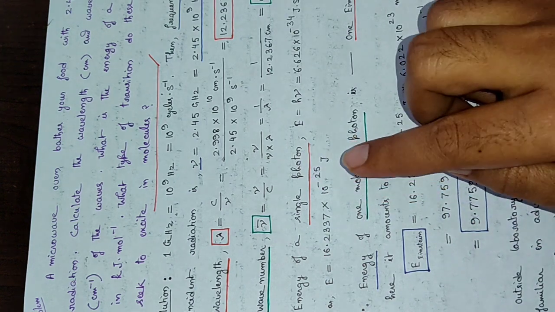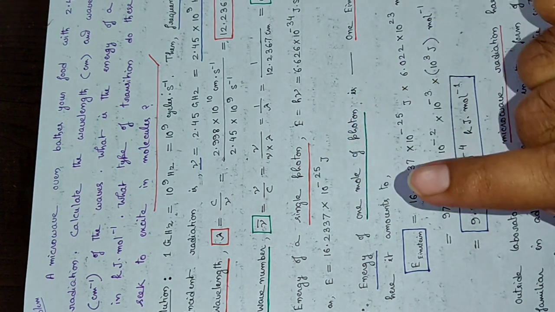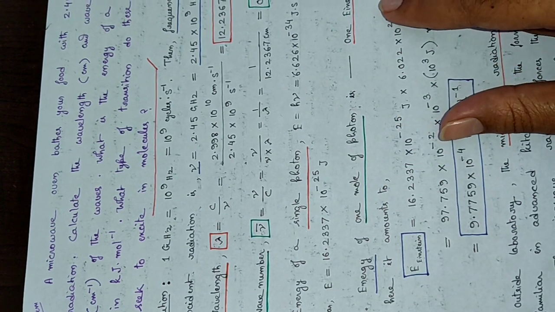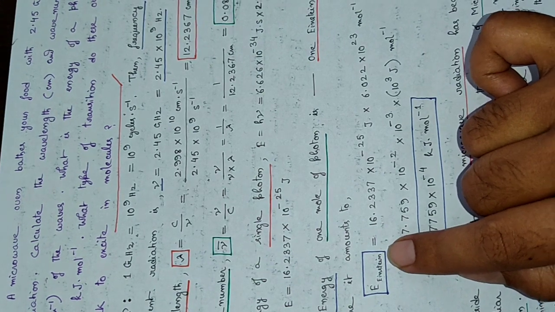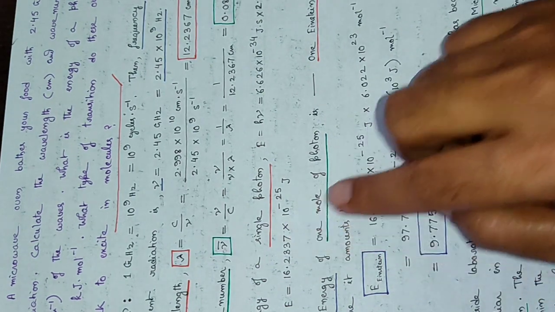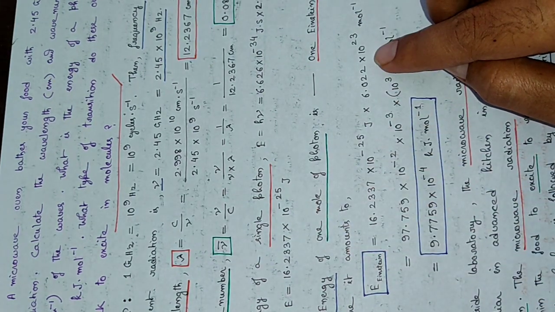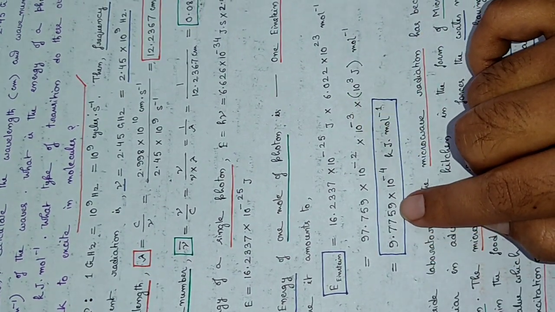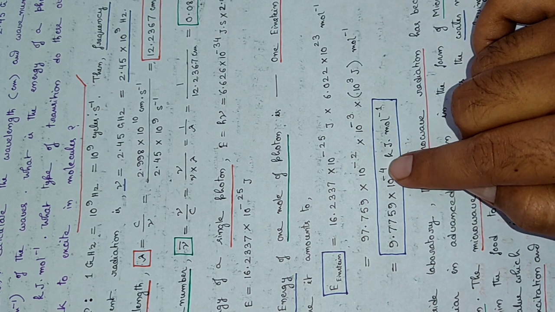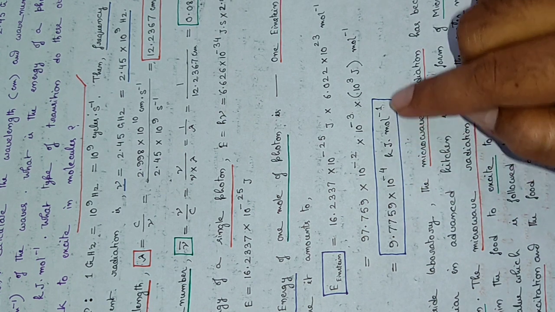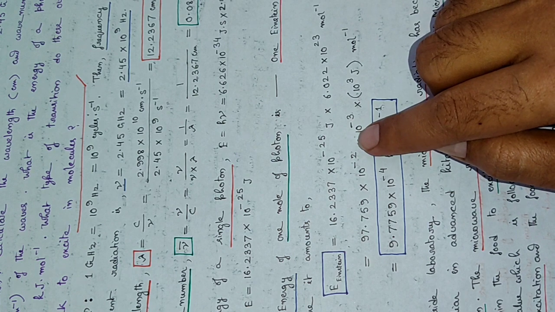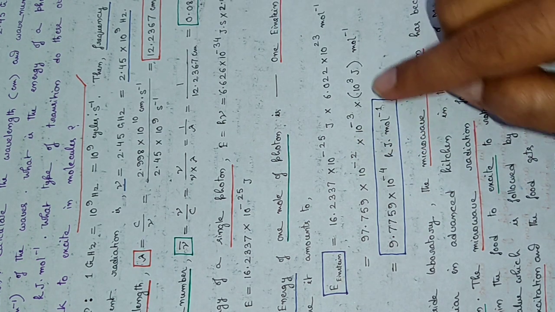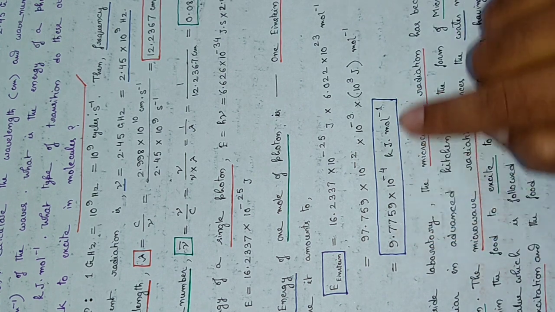Now we have to find the energy in kilojoule per mole. That is, we have to find the energy of 1 mole of photon. That is 1 Einstein. So E Einstein equals to, this is the energy of a single photon multiplied by Avogadro number. So this will give us 9.7759 into 10 to the power minus 4 kilojoule per mole. We have to take 10 to the power 3 here, and 10 to the power 3 joule will be kilojoule. So it is this amount of energy.